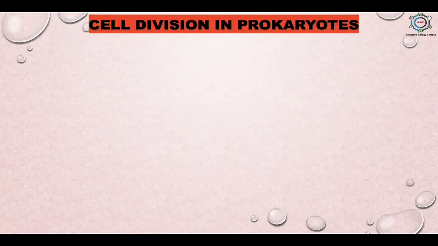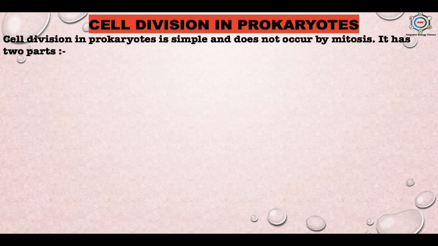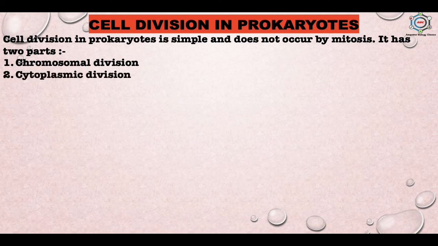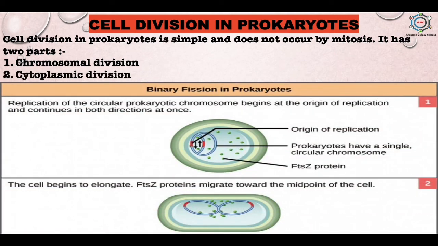Now, cell division in prokaryotes. Cell division in prokaryotes is simple and doesn't occur by mitosis. It has two parts. The first is chromosomal division and the second is cytoplasmic division, which you can see in the picture of the process of complete cell division in prokaryotes. At first, the replication of the circular prokaryotic chromosome begins at the origin of replication and continues in both directions at once. Then the cell begins to elongate. Here FtsZ proteins migrate towards the midpoint of the cell.